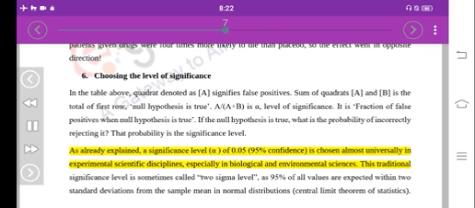As already explained, a significance level alpha of 0.05, 95% confidence, is chosen almost universally in experimental scientific disciplines, especially in biological and environmental sciences. This traditional significance level is sometimes called the 2 sigma level, as 95% of all values are expected within 2 standard deviations from the sample mean in normal distributions, the central limit theorem of statistics.